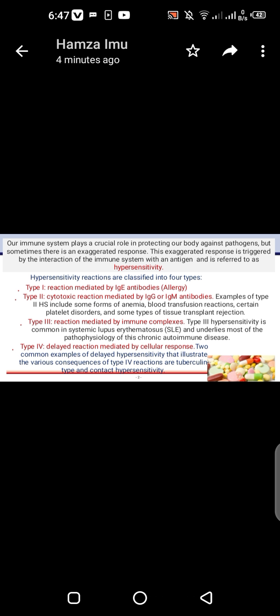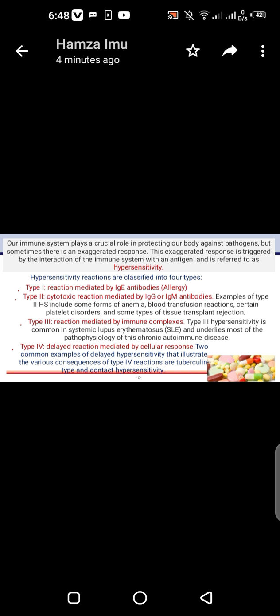Type 1 reaction is mediated by IgE antibodies: allergy. Type 2 is a cytotoxic reaction mediated by IgG or IgM antibodies. Examples of type 2 hypersensitivity include some forms of anemia, blood transfusion reaction, certain platelet disorders, and some types of tissue transplant rejection. Type 3 is a reaction mediated by immune complexes. Type 3 hypersensitivity is common in systemic lupus erythematosus (SLE), and underlies most of the pathophysiology of this chronic autoimmune disease.